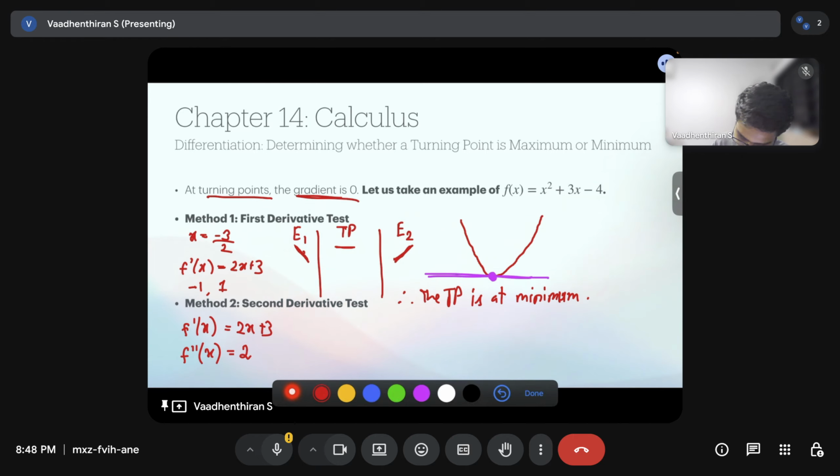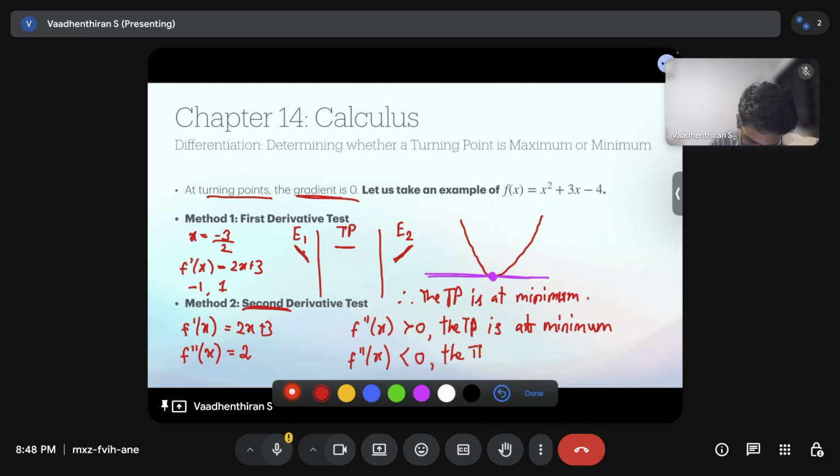For this there is a condition you need to remember. The first condition here is when the f double dash x is greater than 0, the turning point is at minimum. And when the f double dash x is less than 0, the turning point will be at maximum.